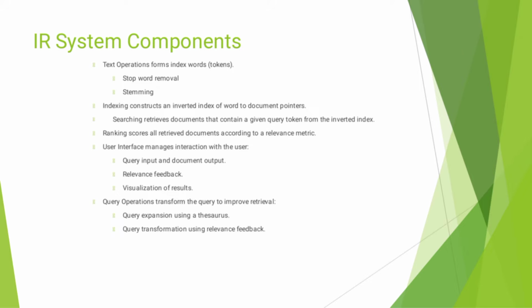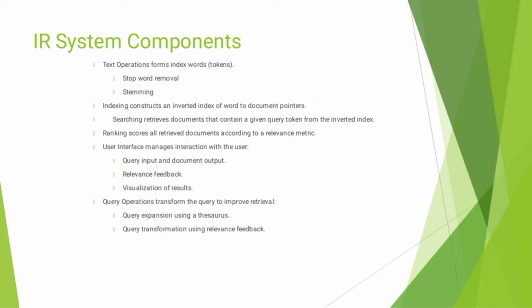The next one is information retrieval system components. The information retrieval system operates on text to form index words, that is tokens, through stop word removal and stemming. Then the index constructs an inverted index of word to document pointers. Then searching retrieves documents that contain a given query token from the inverted index. Then ranking scores all retrieved documents according to a relevance metric.